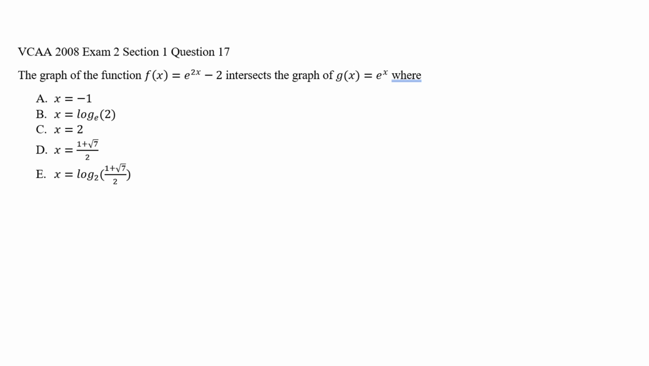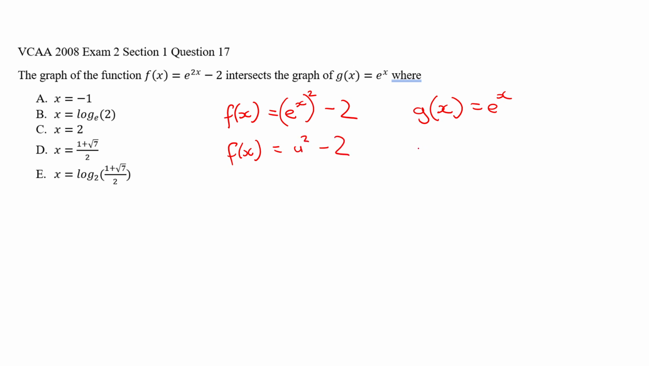The other way I've looked at this question is I'm going to make it easy for myself and rewrite that first equation. And I'm just going to put it as e to the power of x to the power of 2, which that will be 2x, take away 2. And it means what I can do is substitution. So that means I'm just going to substitute u in for e to the power of x. So I get u squared take away 2 and g of x is just equal to u.